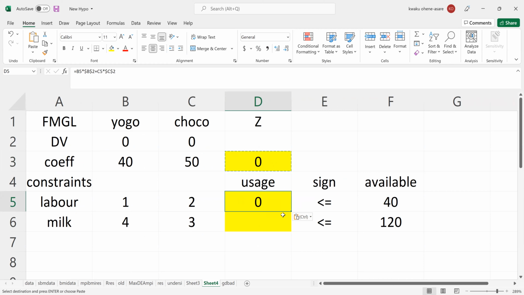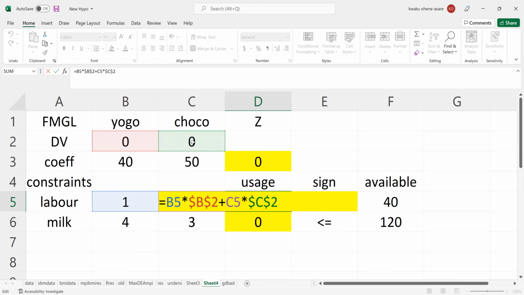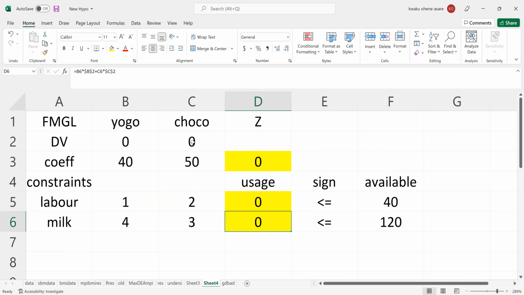at the labor usage, and then drag it also to the milk usage. When you do that, they will all have 0, 0. But when you double click to see where they are picking the formula from, you will see that they are also multiplying the 0, 0 decision variables. What made it possible? It was because of the dollar symbol that was attached to those decision variables when you were formulating the formula.